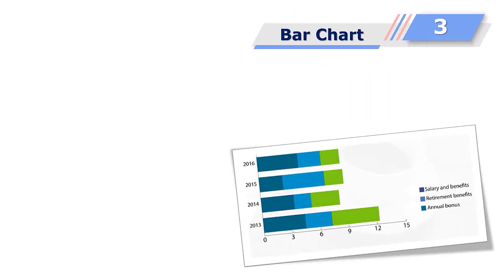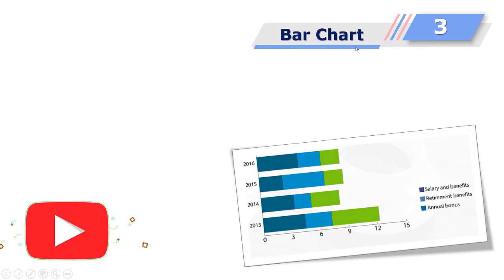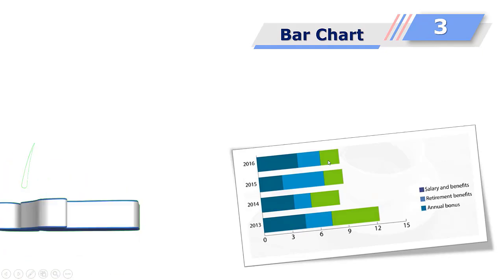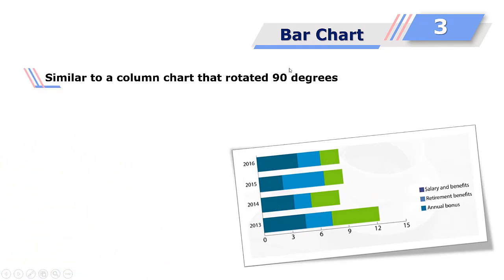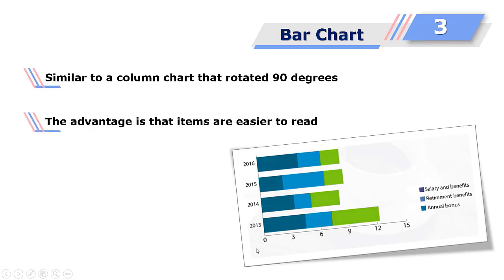And the third chart that we are going to talk about is the bar chart. It is similar to the column chart rotated 90 degrees. The advantage is that you can read the items easily. I mean, when the titles of your data are long and it bothers the audience to read them, and it will be long if we use the column chart, in this case we can use the bar chart.